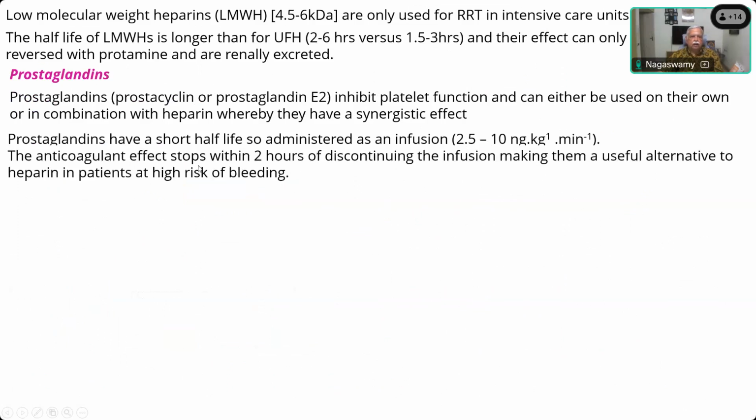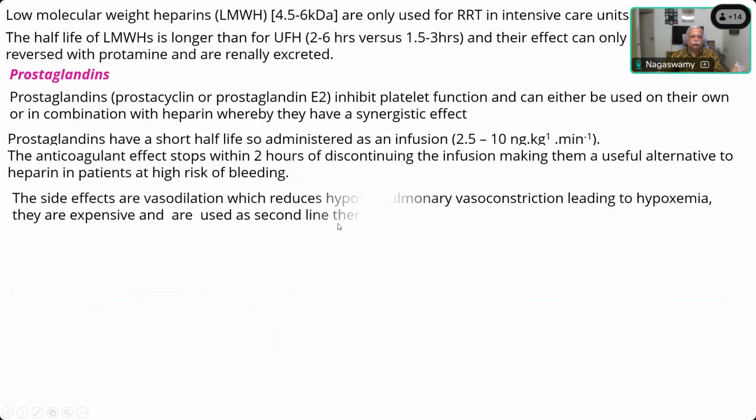The anticoagulant effect stops automatically on its own within 2 hours of discontinuing the infusion. So you don't have to reverse their effect with protamine as you do for heparin, and it is a good alternative for patients who are at a higher bleeding risk. Prostaglandin is a good choice.